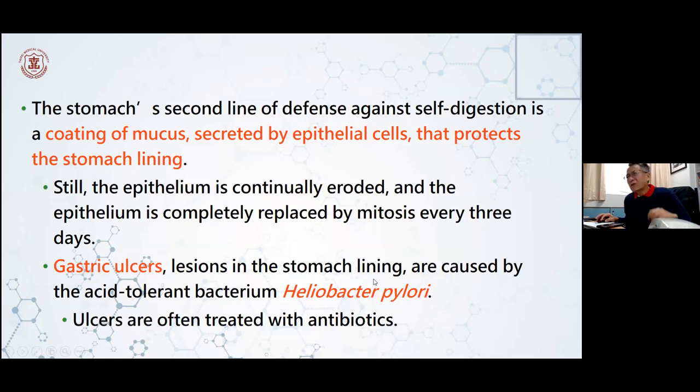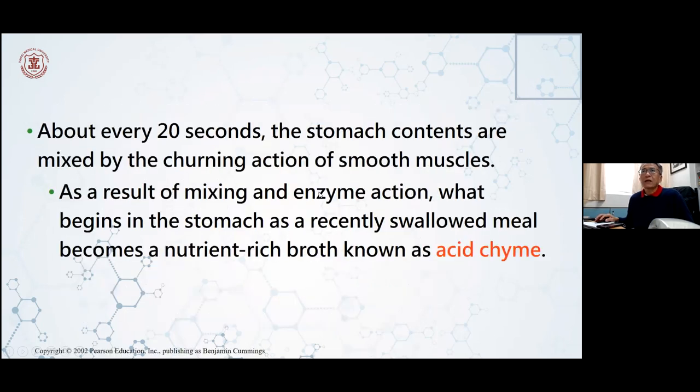HP bacteria is a very special bacteria. It can live in the acidic condition. So the ulcer is often treated with antibiotics. Okay, so gastric ulcer is a lesion or damage in the stomach lining caused by the acid-tolerant bacteria, HP. So the ulcer is often treated with antibiotics.